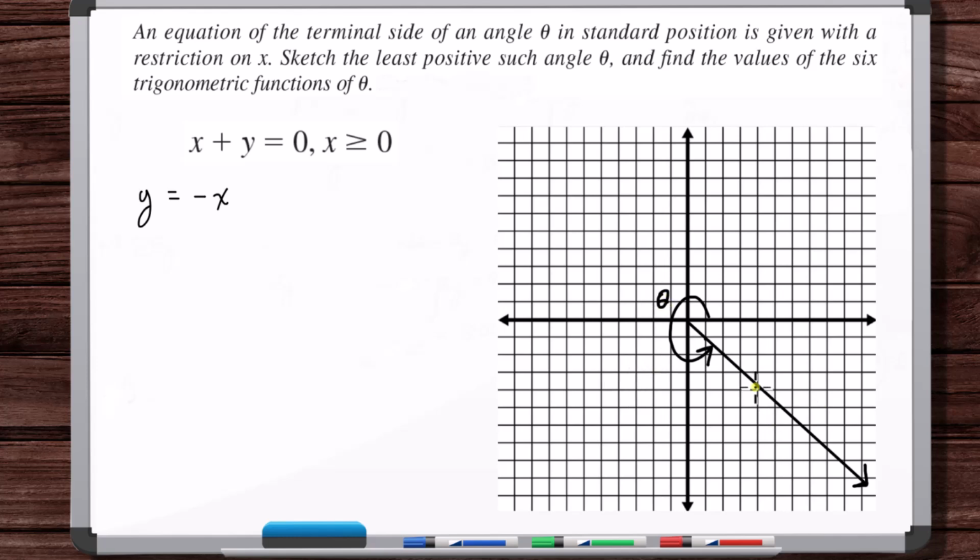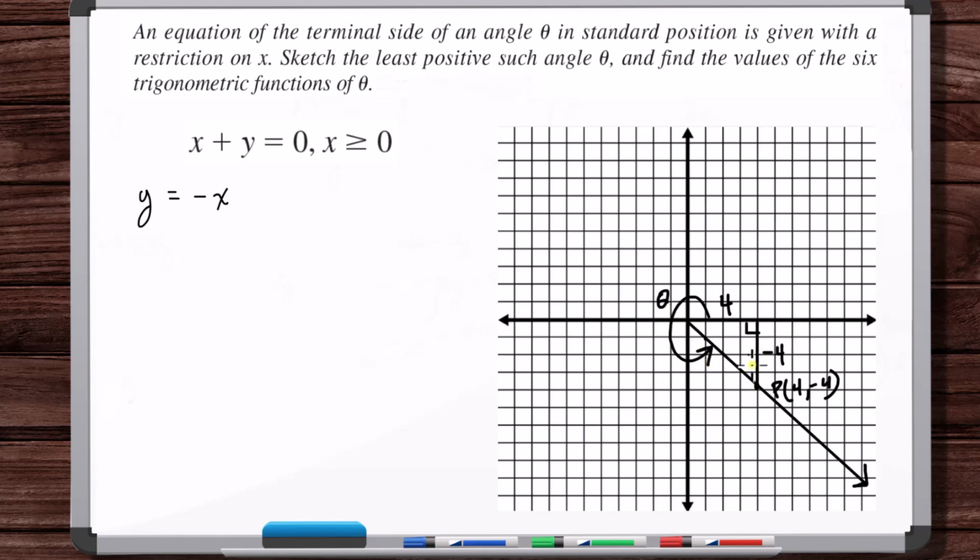Now let's pick a point. We can use this point. That's going to be 1, 2, 3, 4. So 4, minus 4. Okay, let's create the right triangle with this perpendicular leg here, that the perpendicular is attached to the horizontal axis. Okay, now let's label the sides. That's going to be 4. That's going to be minus 4.